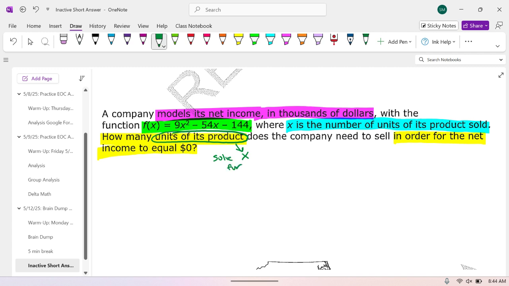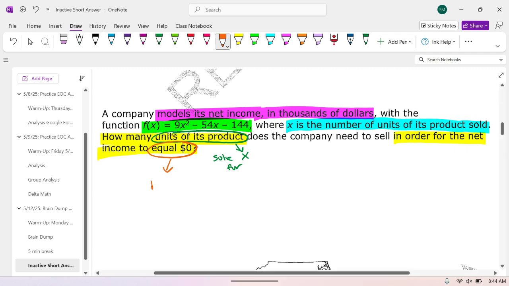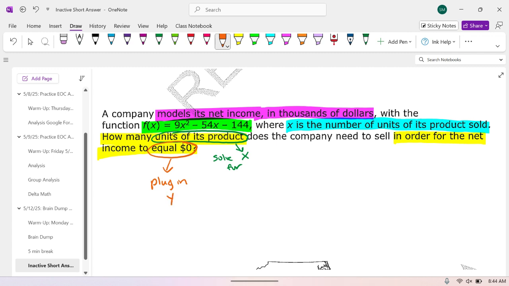Now, in order for the net income to equal 0, we know we're going to have to plug in something somewhere. Is that 0 going to go in for X or Y? So think about it. If we're solving for X, that means the only other option for us to plug 0 in for is where? Plug in for Y. So we're going to plug in 0 for Y here. So I have 9x squared minus 54x minus 144 is equal to 0.